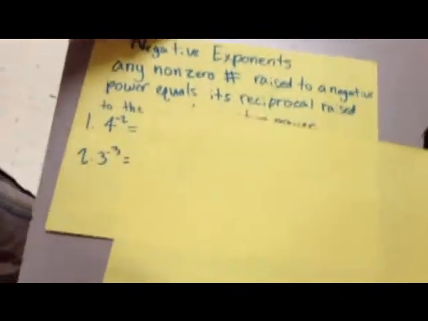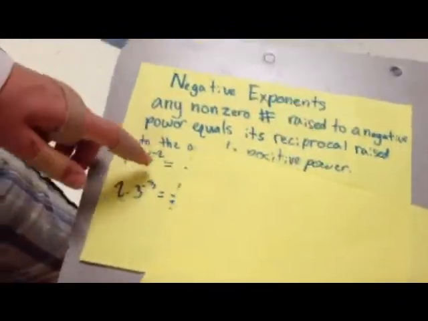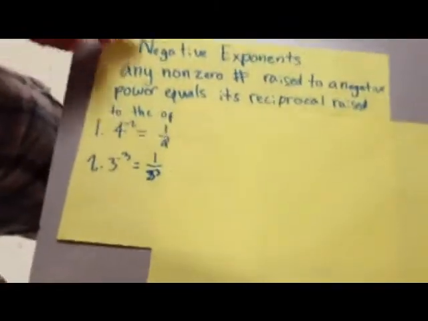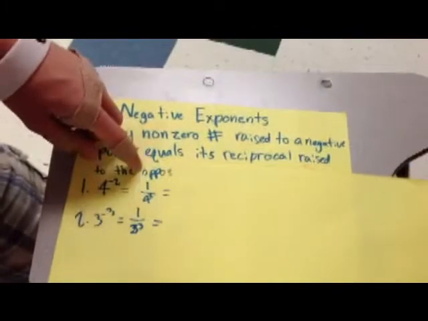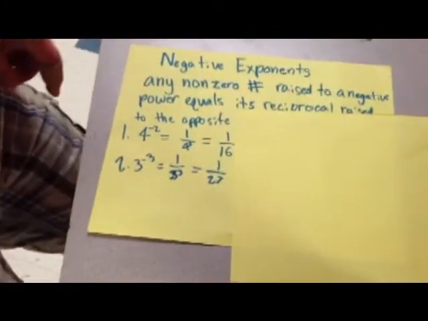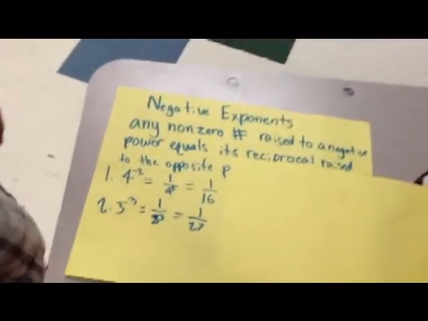The first one is 4 to the negative second, okay? So basically what you do is you make it a fraction with 1 on top. So it's 1 over 4 squared. We all know that 4 squared equals 16, so it's going to be 1/16.